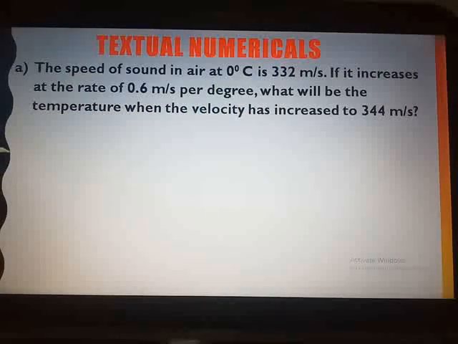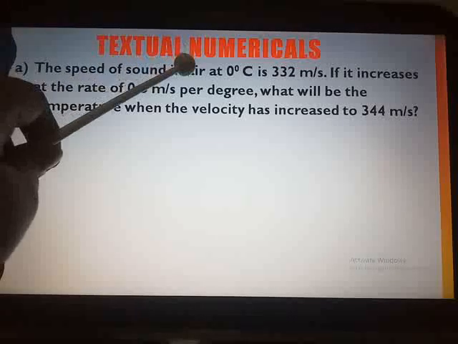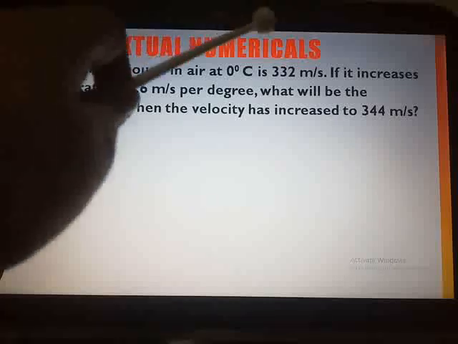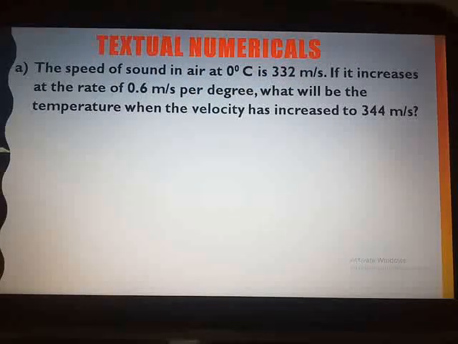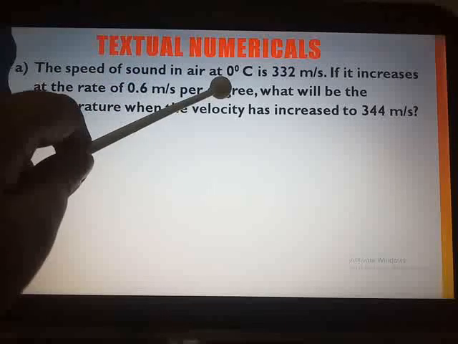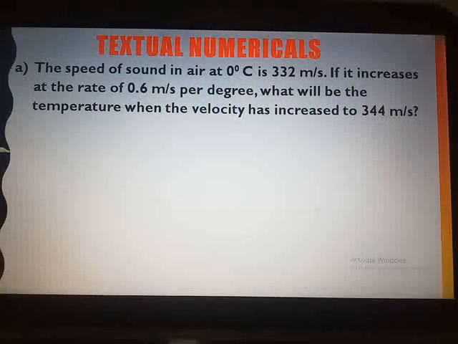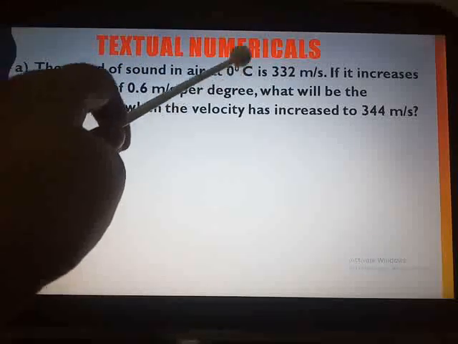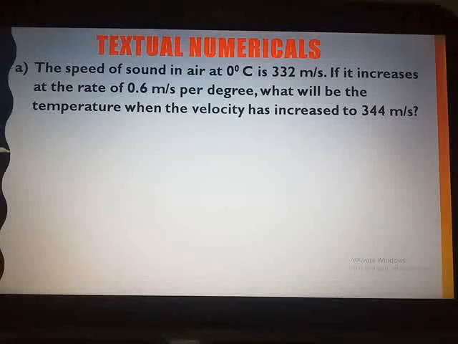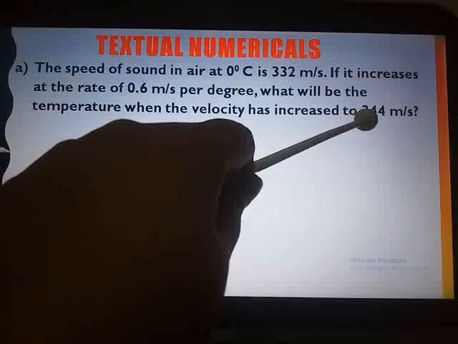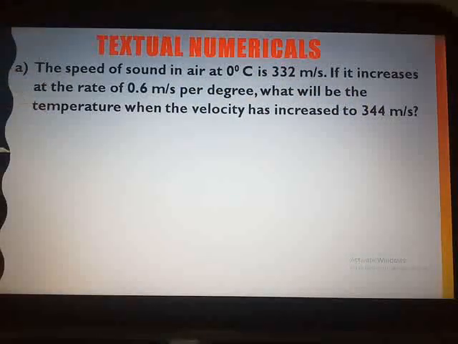The first numerical example is: the speed of sound in air at 0 degree Celsius is 332 meters per second. If it increases at the rate of 0.6 meters per second per degree, what will be the temperature when the velocity has increased to 344 meters per second? So speed of the sound, when the temperature is 0 degrees Celsius, is 332 meters per second. Now this speed is increasing at the rate of 0.6 meters per second per degree, and they have asked when the speed reaches 344 meters per second, what will be the temperature?